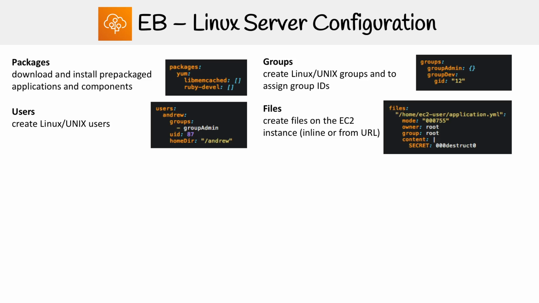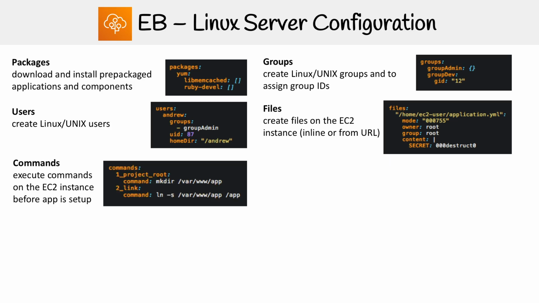You can also create files or download files from the internet using a URL. That URL is for public-facing files, so I don't think there's a way to download private files. But for the content, you just specify content and provide what you want. There, I'm providing a YAML file. Then you have commands. These are commands that you want to run before your application has been installed. So Elastic Beanstalk pulls your code base, but this happens before that code is actually in the environment.